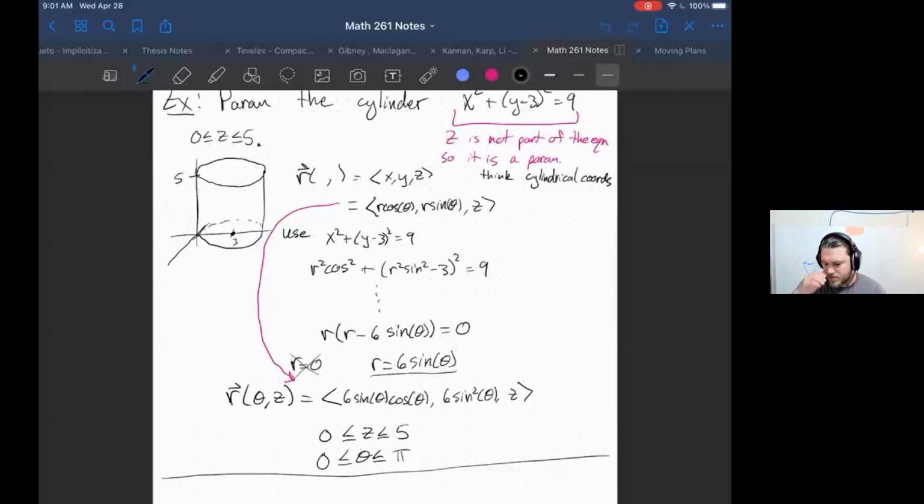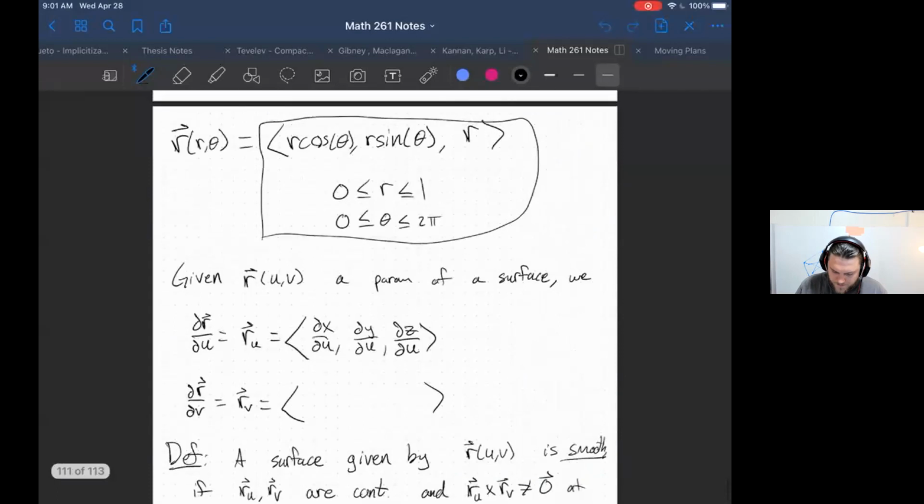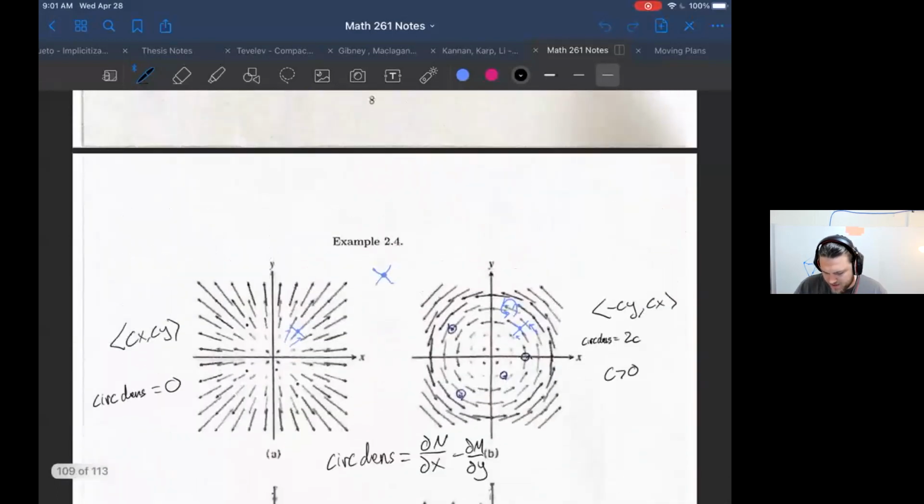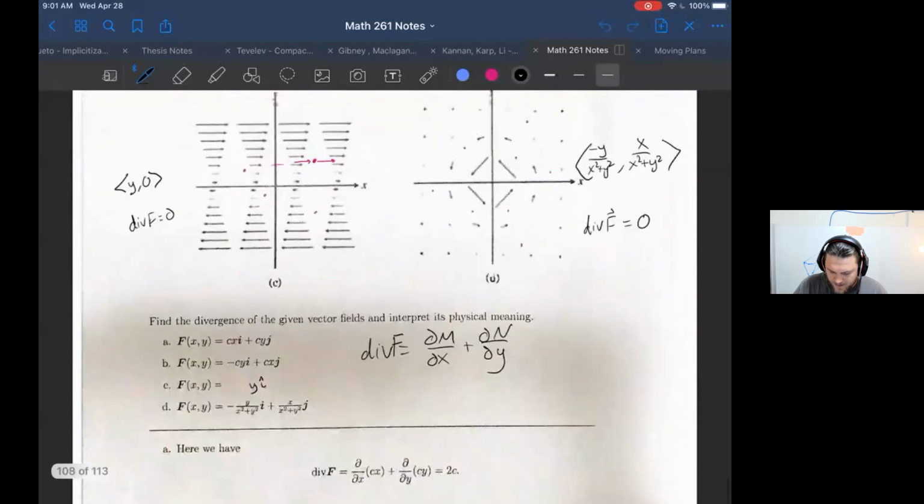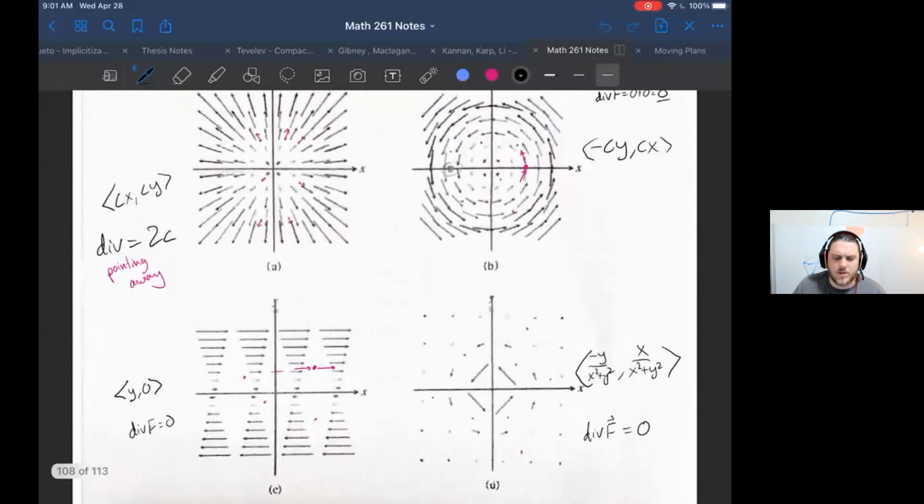Okay, so the big thing that we went over yesterday was parameterizing surfaces and how to parameterize surfaces. So let's just scroll up here real quick. We talked a little bit about circulation density and divergence. Again, these aren't really huge concepts, but these are definitely worth knowing the ideas.